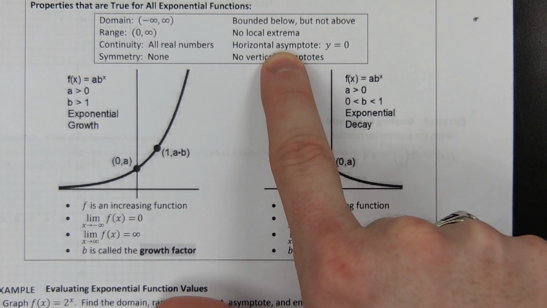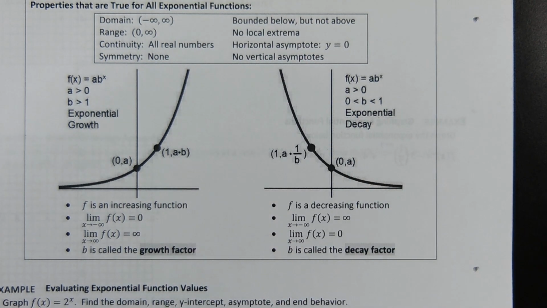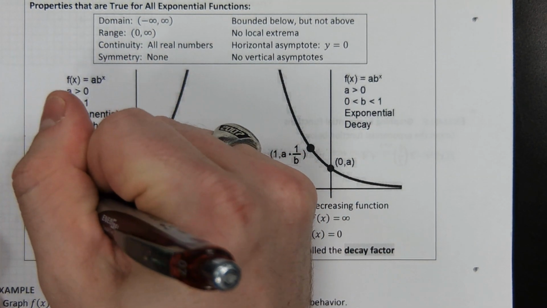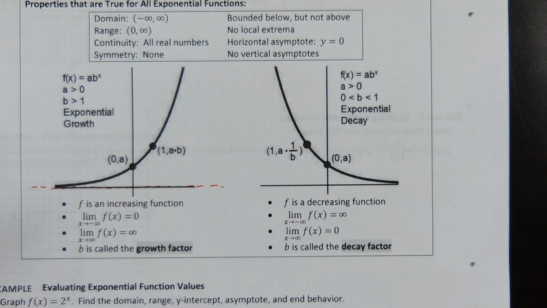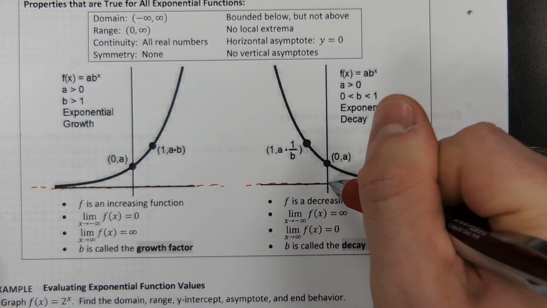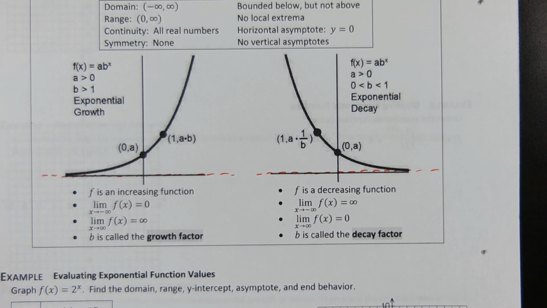So a horizontal asymptote is a line that our graph will get infinitely close to forever. Okay? Y equals 0 is the x-axis. Because you're never going to hit that value. You can get really, really close to it. You can get 0.000000001, but you'll never actually hit 0, at least not for exponentials.